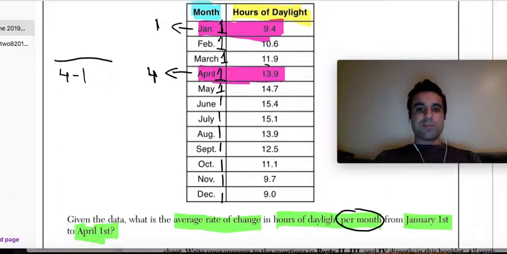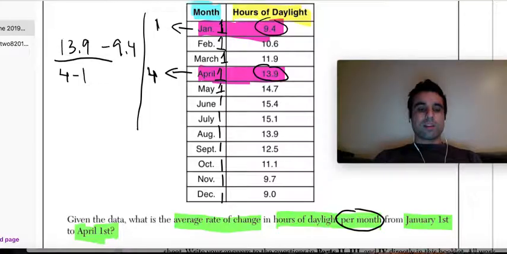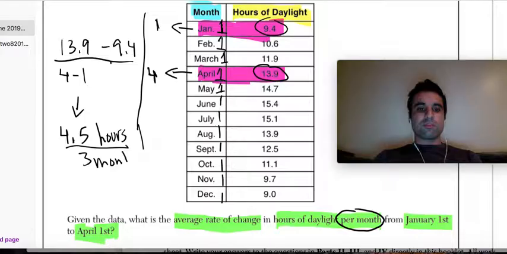And then we have to subtract the hours of daylight. How much did that change by? 13.9 minus 9.4. You could use your calculator, but that'll become 4.5. And that's how much the hours of daylight increase over 3 months. And that becomes 1.5 hours of daylight per month. I won't put the units because they already did.